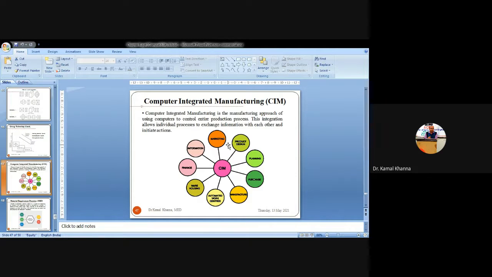This integration also allows the individual industry to exchange information within the industry and with external industry also. That is, anybody within the industry can fetch the information at any point. If a supervisor is working in a welding shop, he can fetch the data in the welding shop. If an engineer is working in the R&D department, he can also fetch the same data in the R&D department. That is, the integration helps the individual processes to exchange information with each other and initiate action on a common platform.